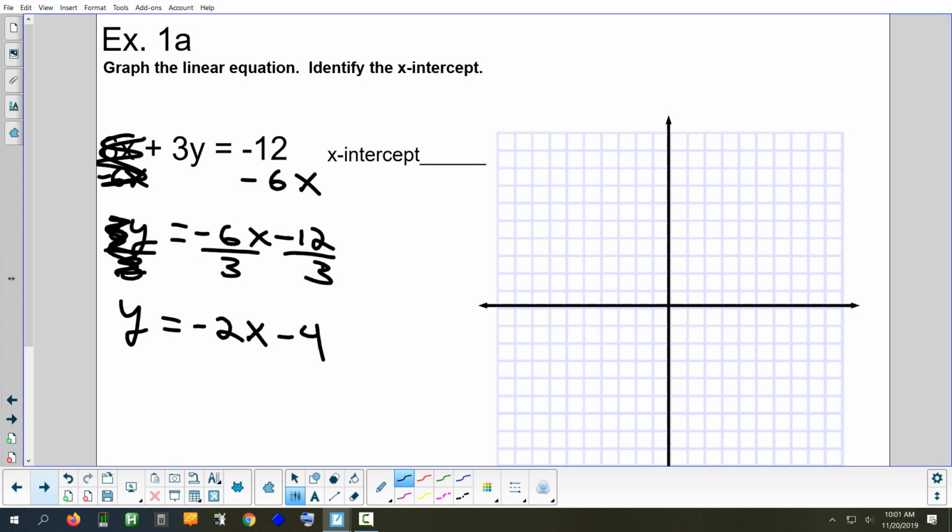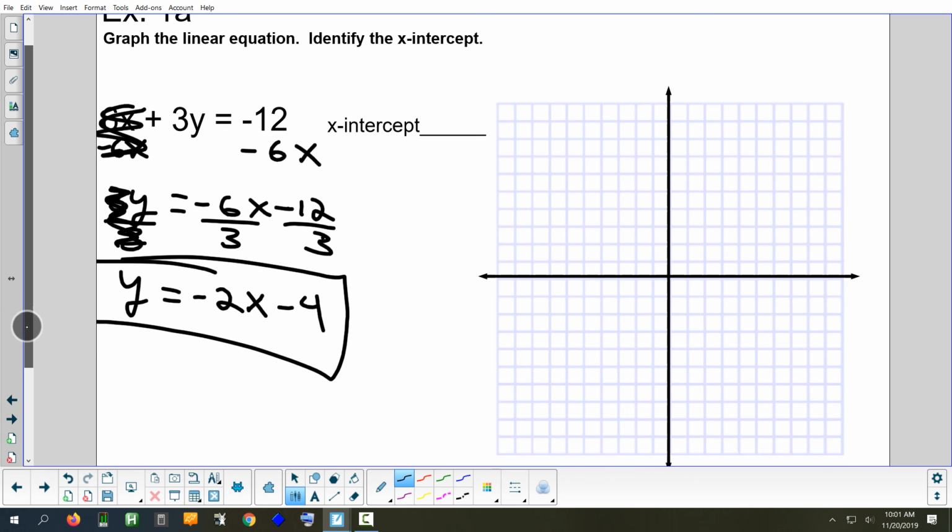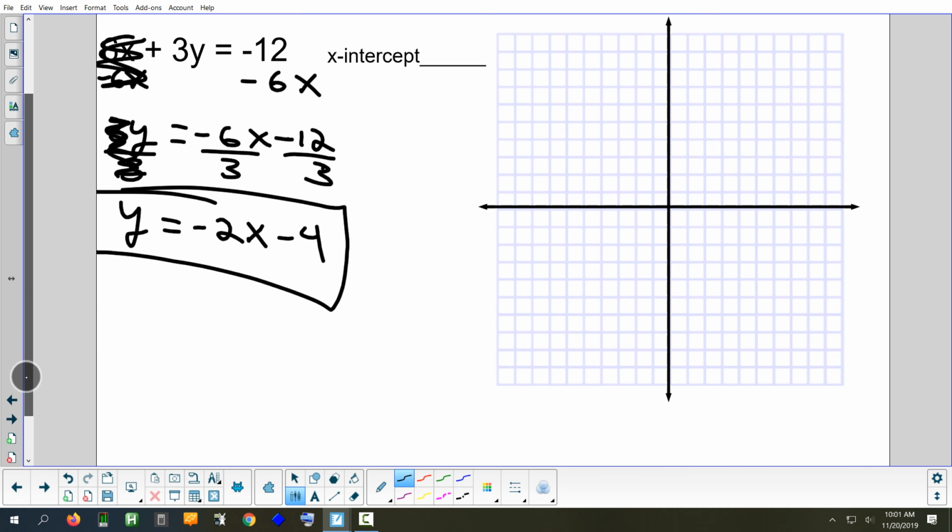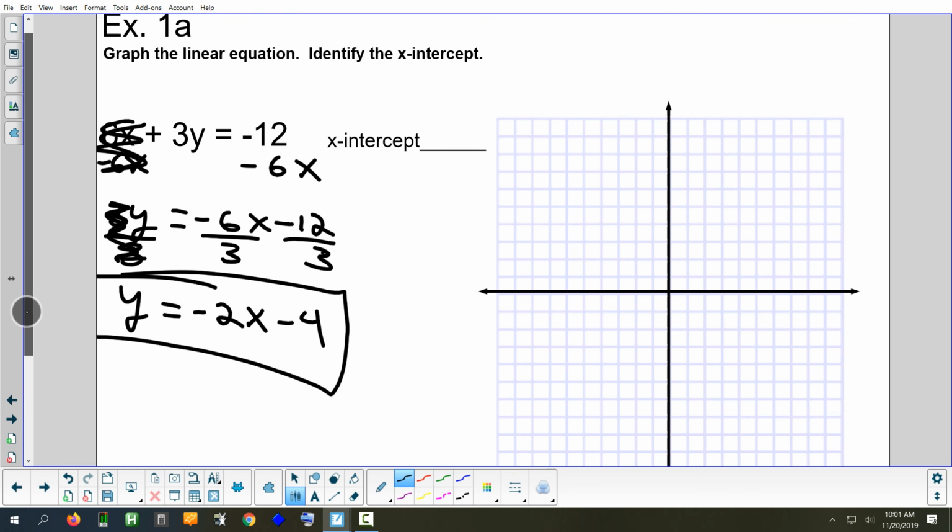Wait, why do you divide it by like both? You have to divide by 3 everywhere. Oh, okay. When you're trying to get y by itself, you can divide, but you have to do it in all 3 spots. Question? I thought you were just supposed to substitute the y for 0 and the x for 0.